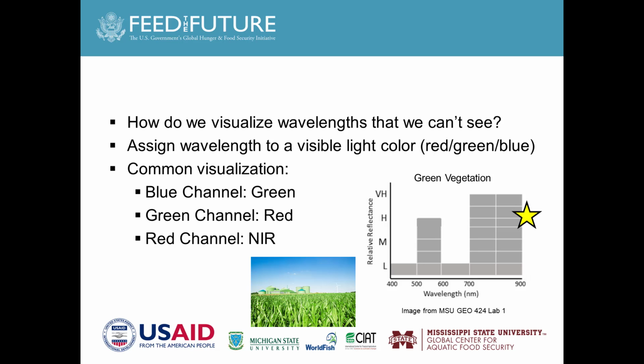And so what we do is we assign a wavelength to a certain channel. When I say channel, I mean we have three channels. We have blue, green, and red. Those are set, but those may not be representing that actual color. So blue may not always actually be representing something blue. A common visualization for green vegetation is to assign green reflectance to the blue channel, red reflectance to the green channel, and near infrared to the red channel.